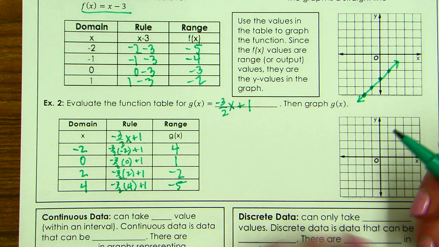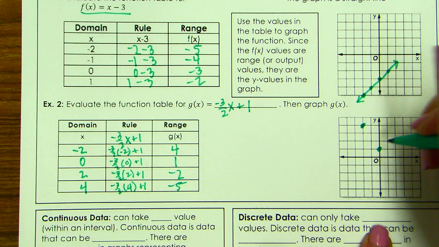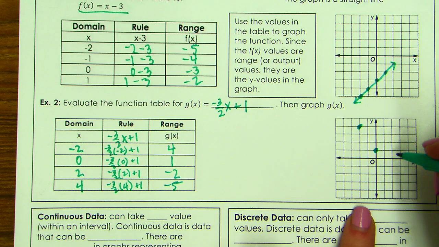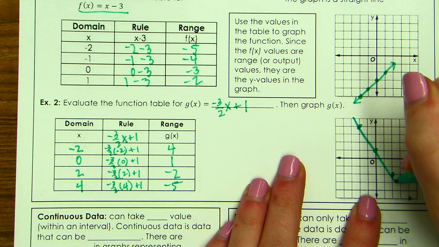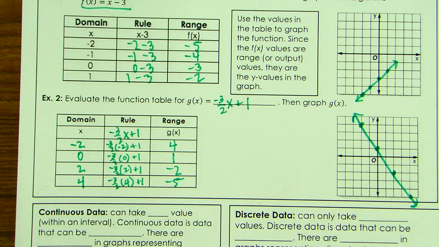So when x is -2, y is +4. When x is 0, y is 1. When x is 2, y is -2. And when x is 4, y is -5. And then since it's not a story problem, we'll connect the dots and make a line. So next, let's go over for story problems when you do and do not connect the dots.